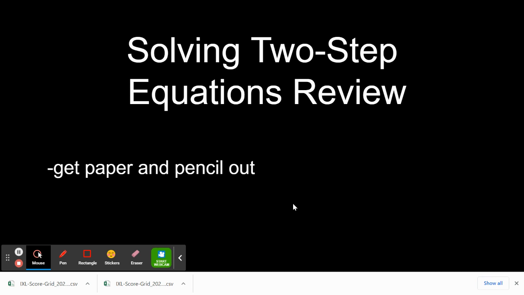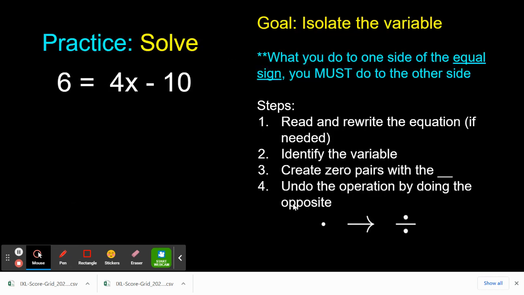Make sure you have paper and pencil out in front of you for this. And remember, you can always review this video as often as you would like. You can watch these problems as much as possible. Let's go ahead and get into it. All right, so our first one is kind of a standard equation here. Go ahead and solve that.